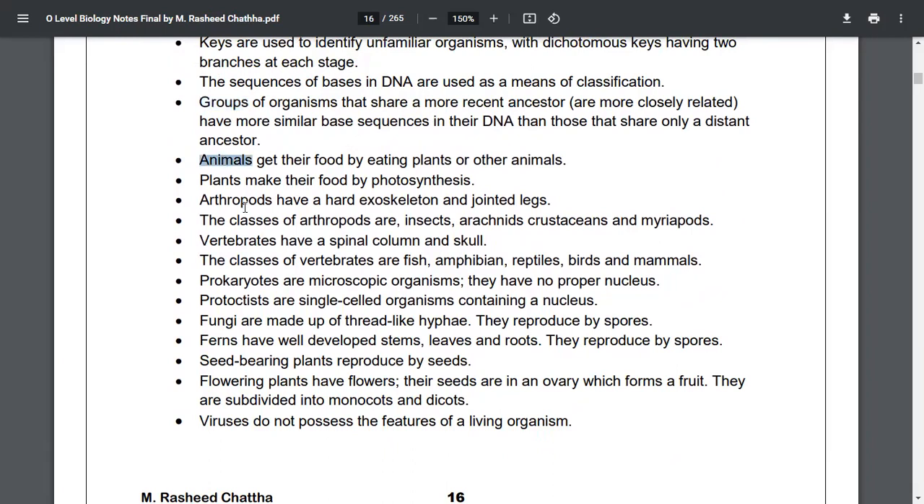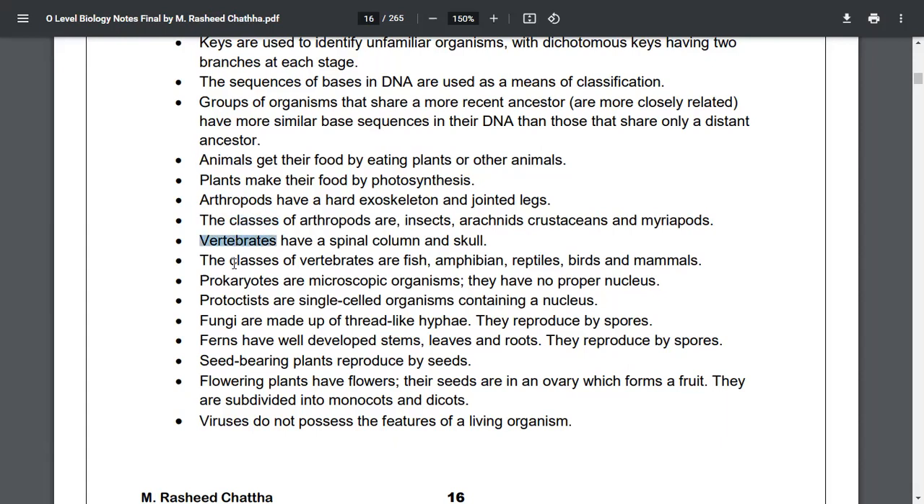Animals get their food by eating plants or other animals. Plants make their own food by the process called photosynthesis. Arthropods have a hard exoskeleton and jointed legs. The classes of arthropods are insects, arachnids, crustaceans, and myriapods.